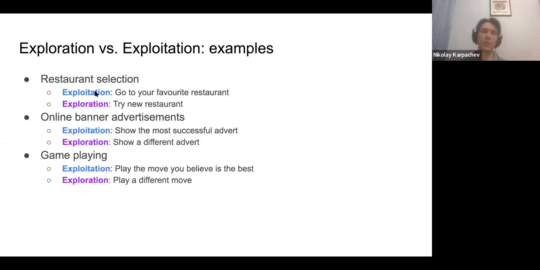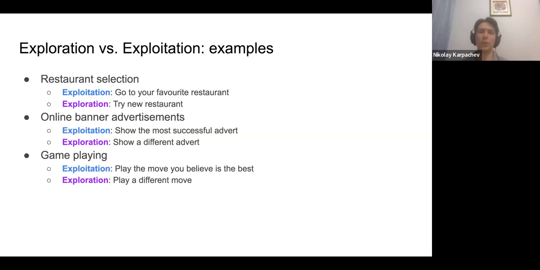So here are some examples from real life. First, for example, if we want to go to some restaurant, the first variant is to go to your favorite restaurant that you know you will like and enjoy. Another option is to try something new and hope that you will come across another good variant that will probably be even better than what you know so far.